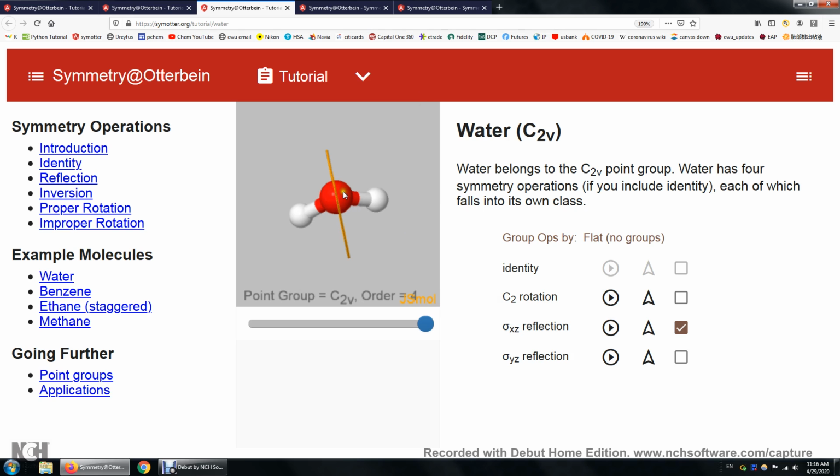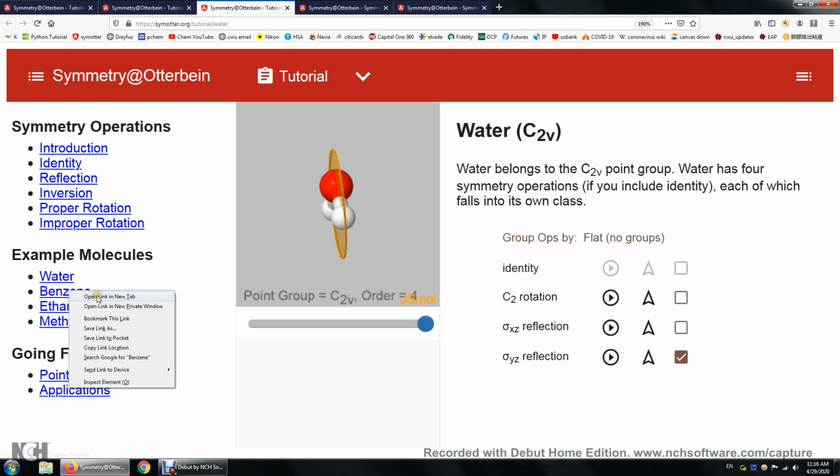The oxygen atom did not move because this symmetry plane contains the oxygen atom. Now how about this reflection? It's going to do nothing to the 3 atoms because this symmetry plane contains all 3 atoms. But anyway, let's do it. Nothing happened. Now let's look at benzene.